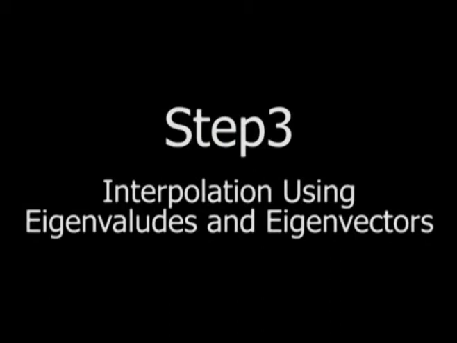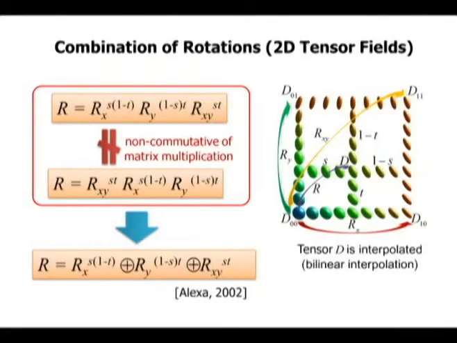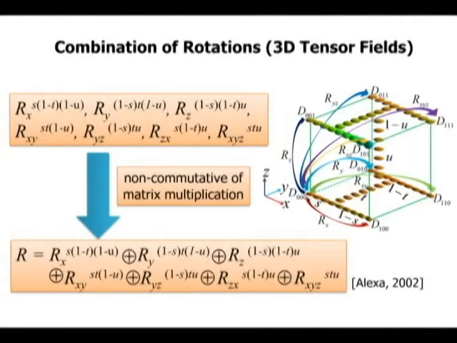Having established the optimal correspondence between every pair of adjacent tensor samples, we can interpolate diffusion tensor fields by referring to their eigenstructure-based representations. Nonetheless, we still need to resolve the non-commutative problem of matrix multiplication, especially for 2D cases as shown here. In our approach, we employ Alexa's linear combination of transformation schemes in order to approximate the commutative multiplication of rotation matrices. Of course, we can apply the same method to 3D tensor fields.